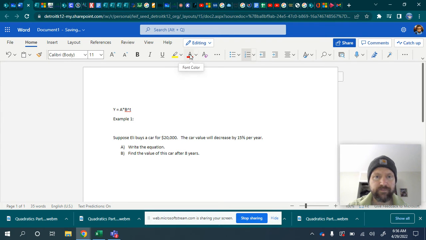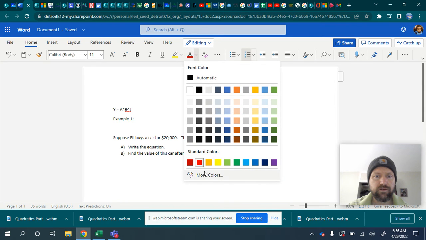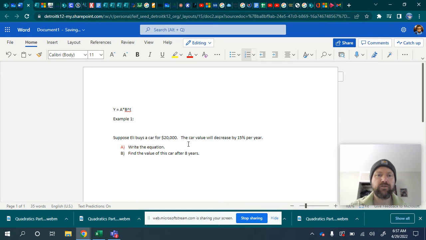Change my color here. I'm gonna put the answers in red. Okay, so first you have y equals. Or in this case, I could also put c of t or p of t. P stands for price and t is time. So I'm gonna just put y equals though. It's the same thing. We have to put a first. Y equals what's a?